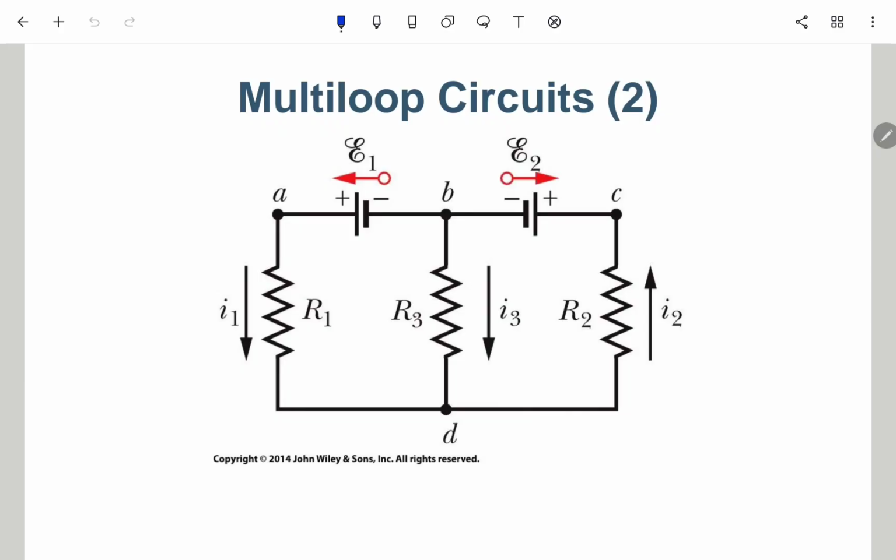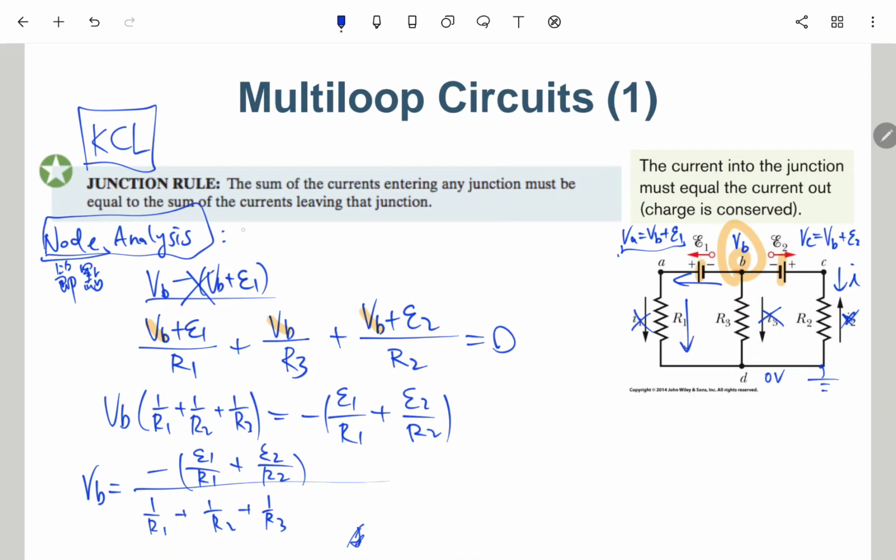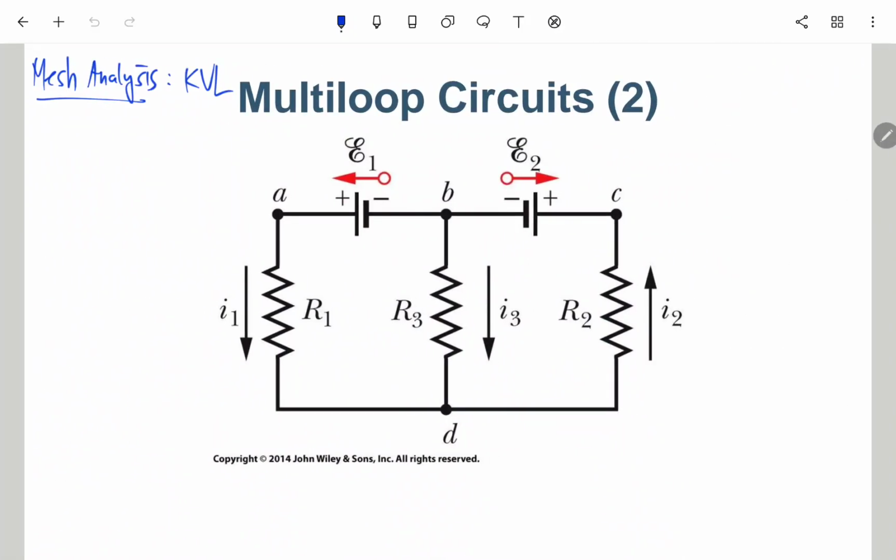Okay, so we still have the same circuit, but here we try to apply the mesh analysis. Now, for mesh analysis, we try to apply the KVL. For node analysis, we try to apply the KCL.